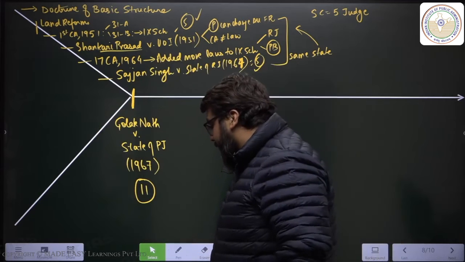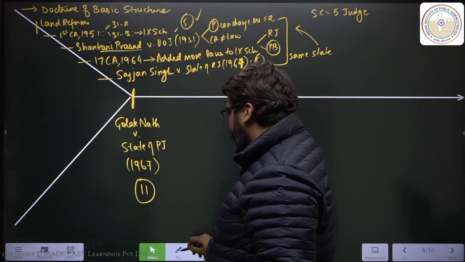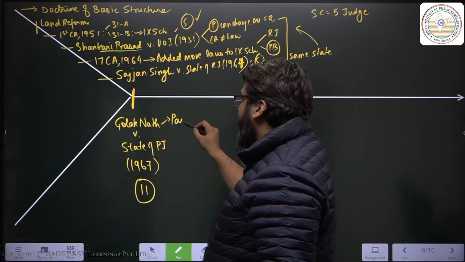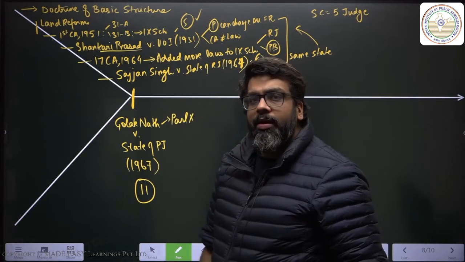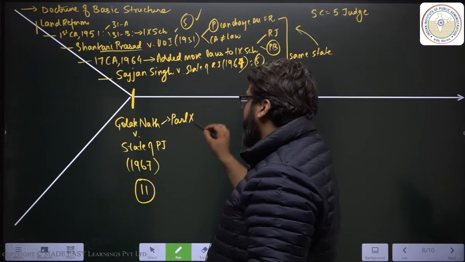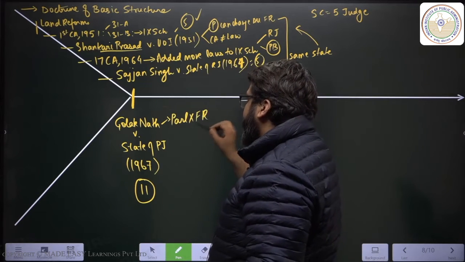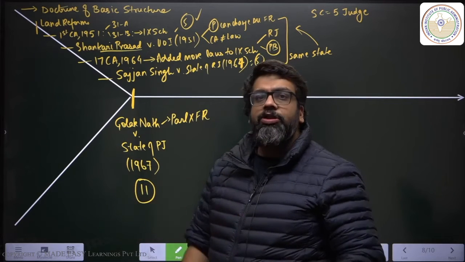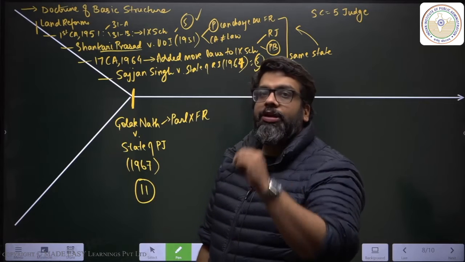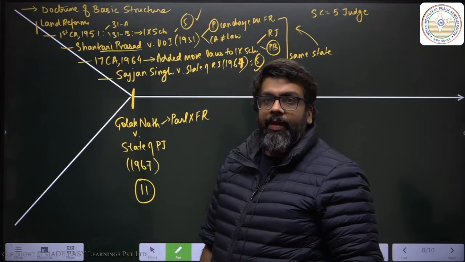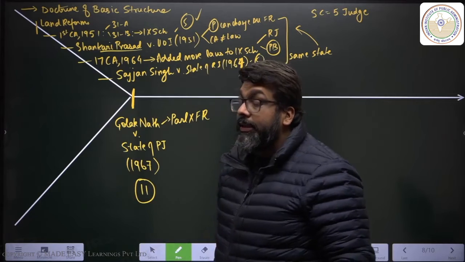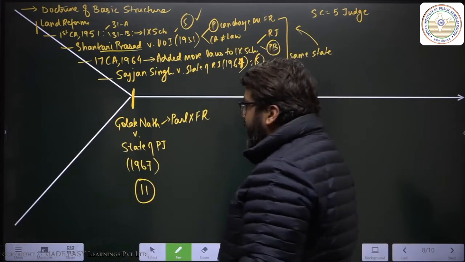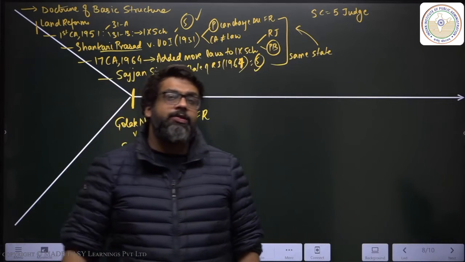And in Golaknath, the Supreme Court said, "Boss, nothing doing. The Parliament cannot, under any circumstances, make changes to fundamental rights. They're supreme for a reason. There is no such thing called a constituent law. Nobody can touch a fundamental right. And this entire process is unconstitutional. You can't restrict the fundamental right to property. It has been guaranteed by the makers of the Constitution.